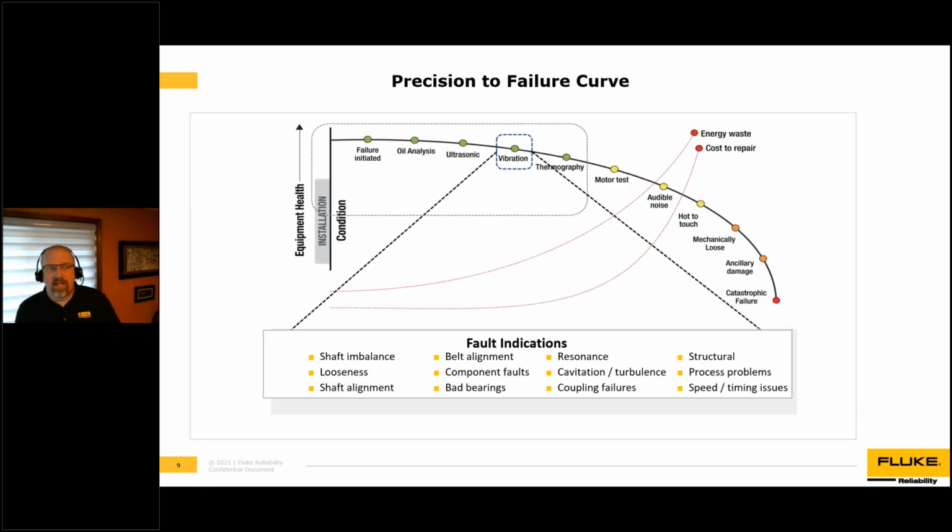In this slide, we're looking at the obligatory P to F curve. Can't talk about condition monitoring for very long before somebody shows you this. This demonstrates the progression from precision state to failure state. Once equipment enters the failure state curve, there's a fairly well documented progression of failure indicators.